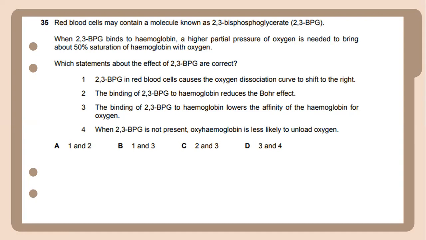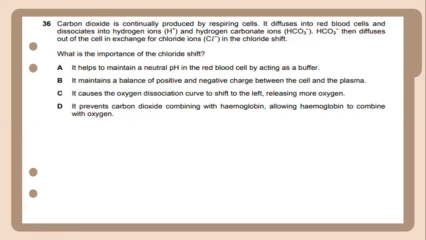Number 35, red blood cells may contain a molecule known as 2,3 bisphosphoglycerate, which is 2,3 BPG. When 2,3 BPG binds to hemoglobin, a higher partial pressure of oxygen is needed to bring about 50% saturation of hemoglobin with oxygen. Which statements about the effect of 2,3 BPG are correct? The answer will be: 2,3 BPG in red blood cells causes the oxygen dissociation curve to shift to the right, and the binding of 2,3 BPG to hemoglobin lowers the affinity of the hemoglobin for oxygen.